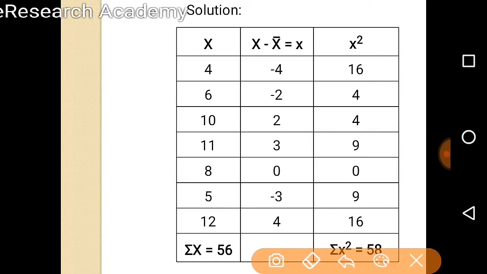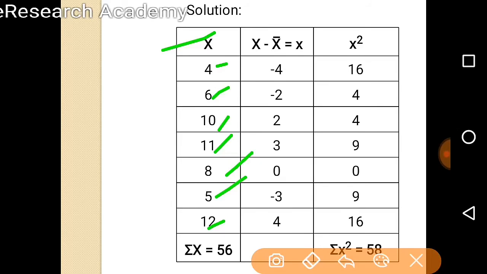here this first column is our question as it is. We have 4, 6, 10, 11, 8, 5 and 12. These are our observations or x values. Okay, and we have to calculate the standard deviation. So while calculating standard deviation by direct method, we need the actual mean, rather than the assumed one. In the shortcut method we need the assumed one. So here we need the actual mean.